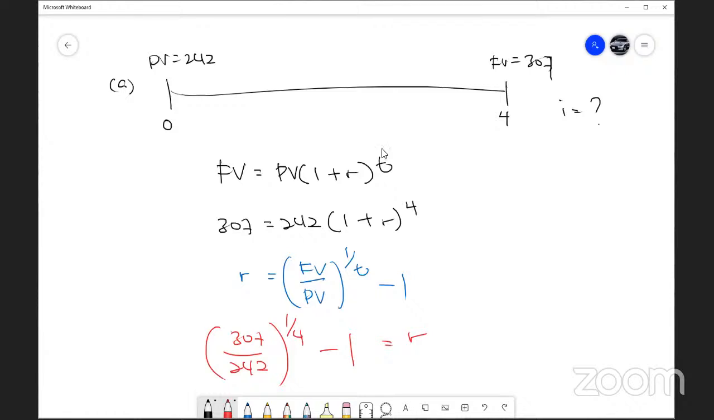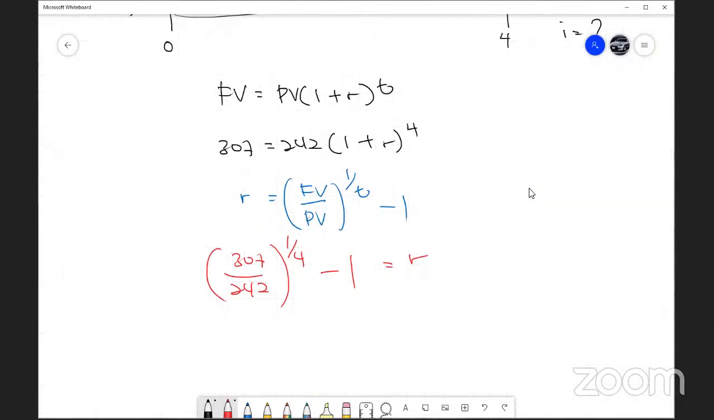Those who use a financial calculator, easy, you just compute IY. But if you're using the manual way, the scientific calculator, these are the moves you might want to use, and it's a bit longer. 307 divided by 242, power of 1 over 4, minus 1. What is your R? You will most likely get 0.0613, or 6.13%.